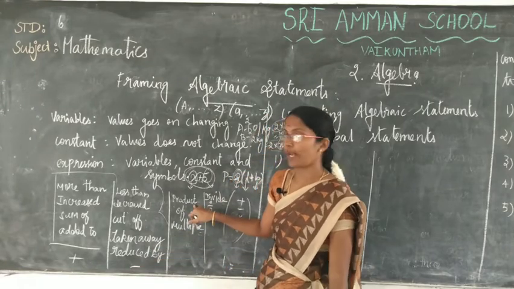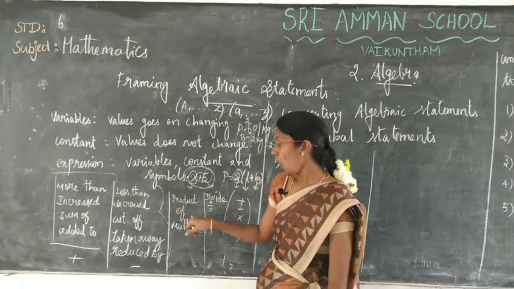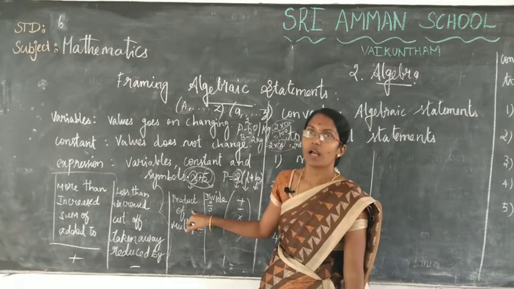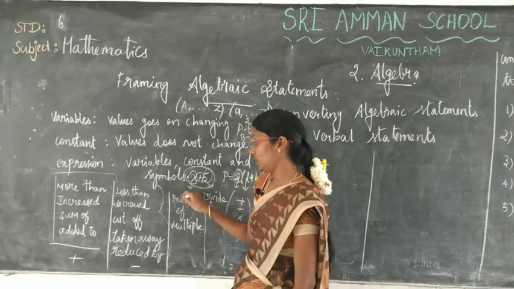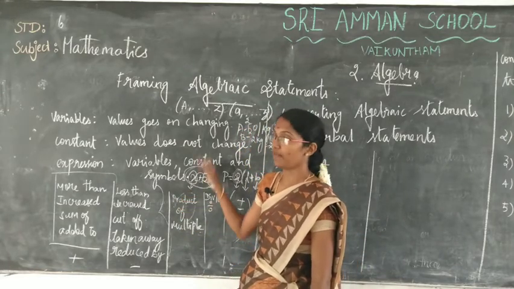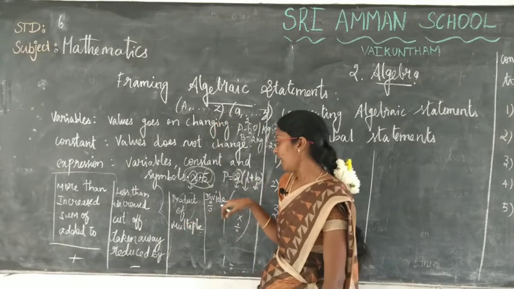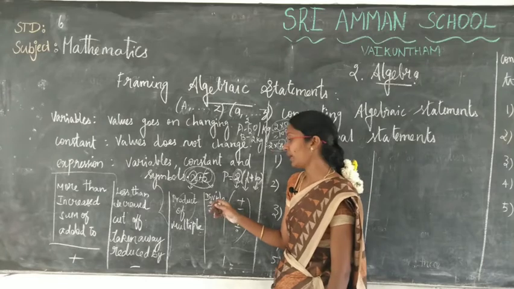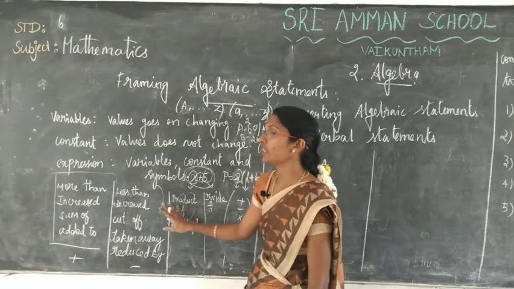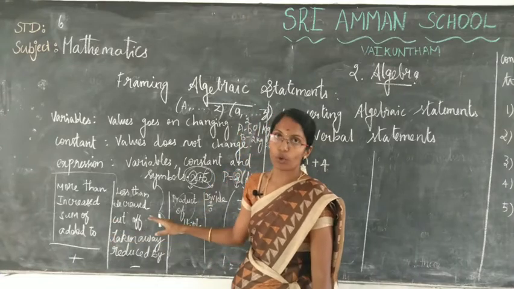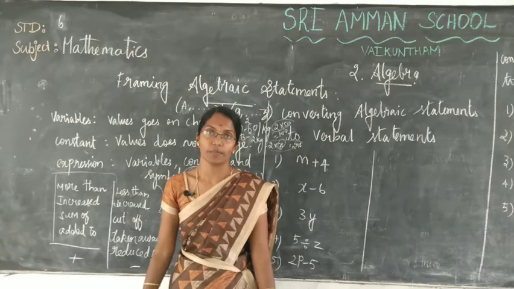Next one, product. That is multiple. Product means multiple or of. You can see these words in problems. By framing the statements, you can understand these. And then divide. You know the divide symbol. So these are all the basic concepts you need to know to frame the statements. Come, let us frame the statements.